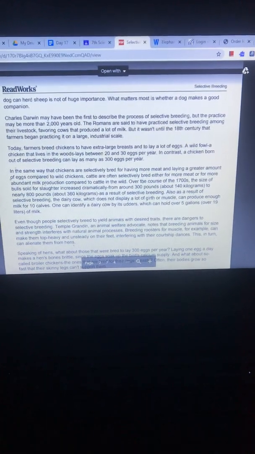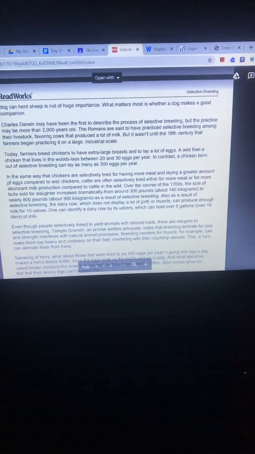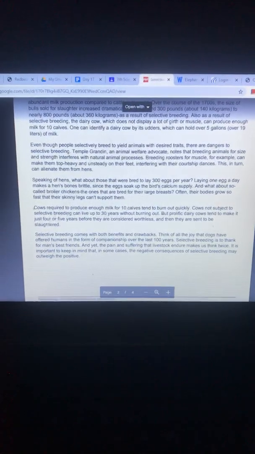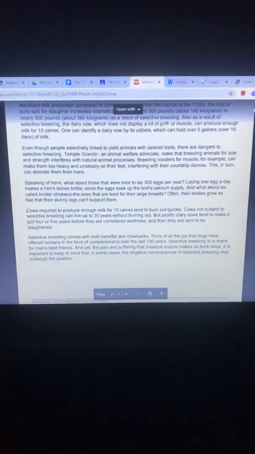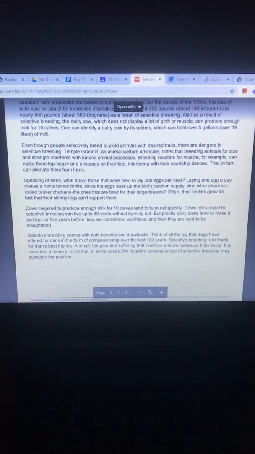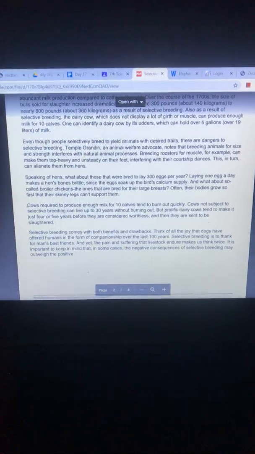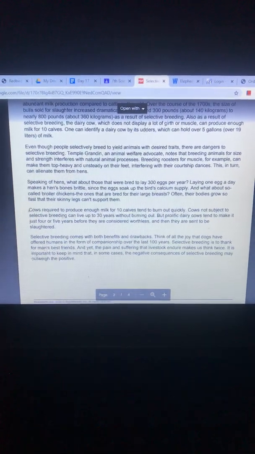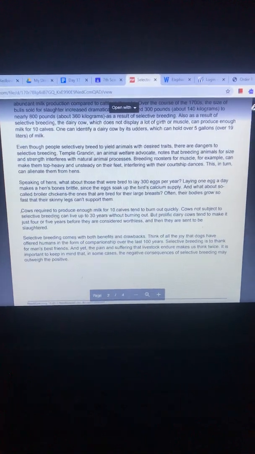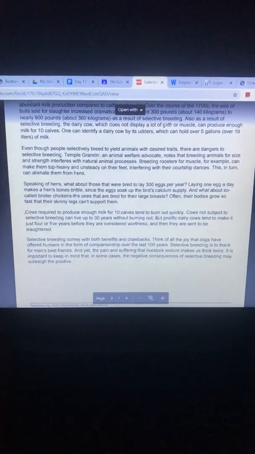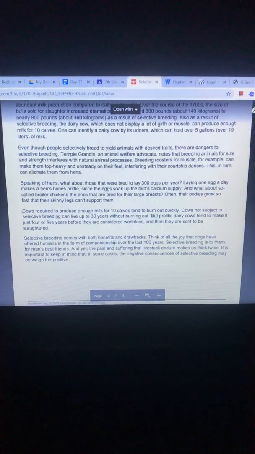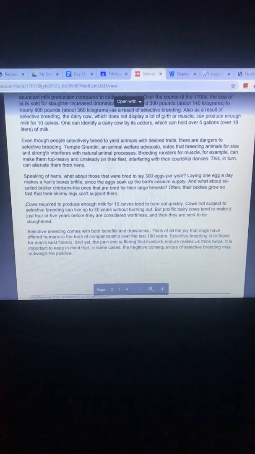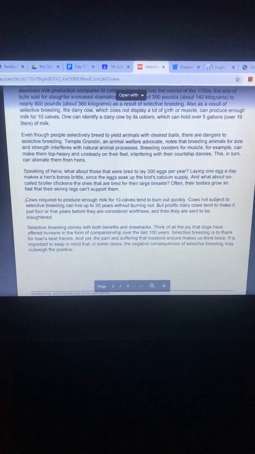One can identify a dairy cow by its udders, which can hold over 5 gallons of milk. Even though people selectively breed to yield animals with desired traits, there are dangers to selective breeding. Temple Grandin, an animal welfare advocate, notes that breeding animals for size and strength interferes with natural animal processes. Breeding roosters for muscle, for example, can make them top-heavy and unsteady on their feet, interfering with their courtship dances. This, in turn, can alienate them from hens.